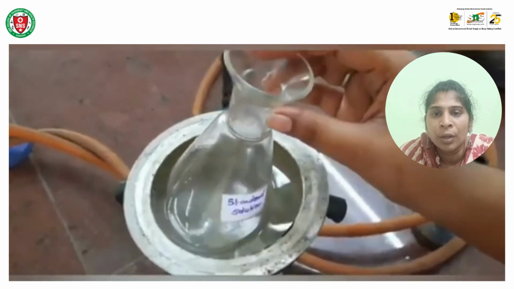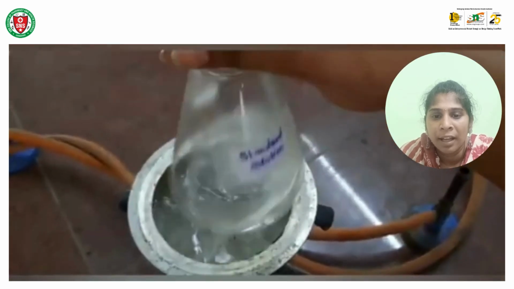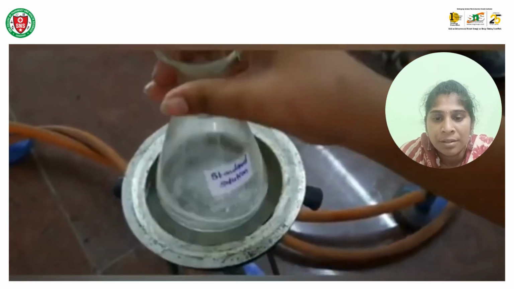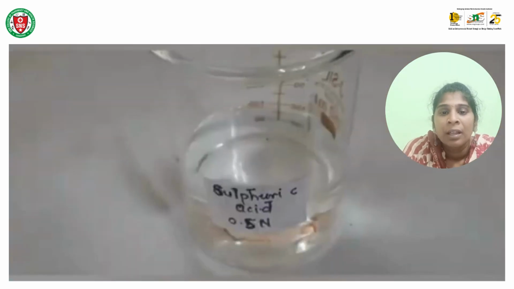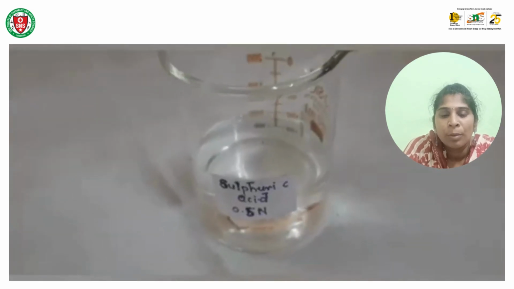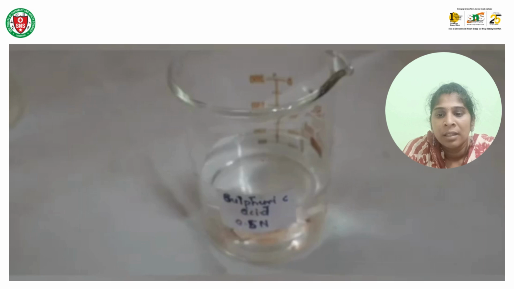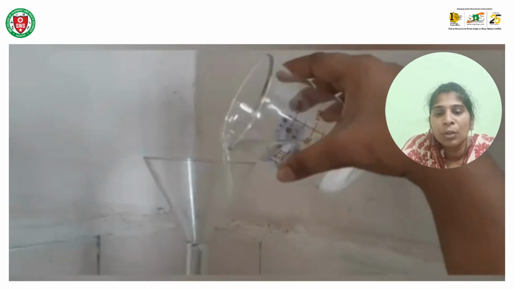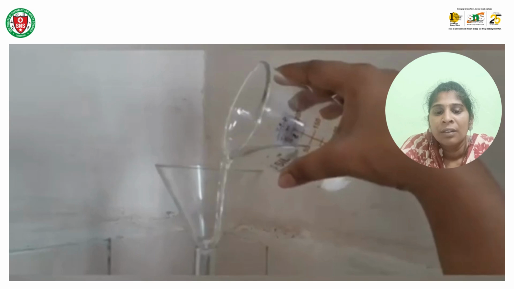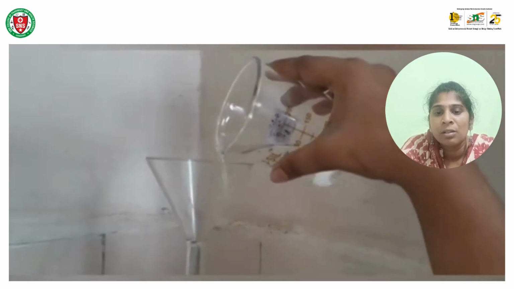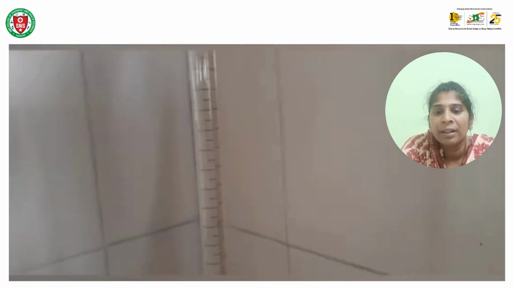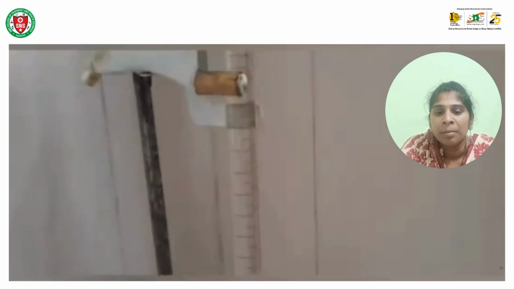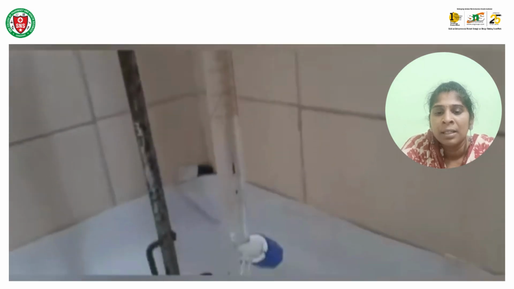After 1 hour, after occasional shaking 3 to 5 times, we now fill the burette with 0.1 N sulfuric acid. So the burette solution is sulfuric acid. With this we are going to titrate the standard sample and the blank.